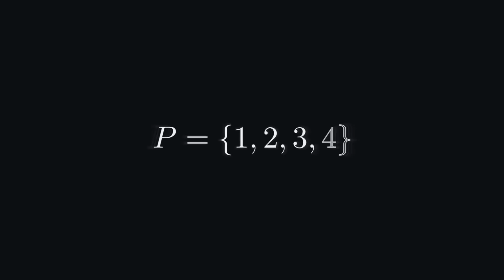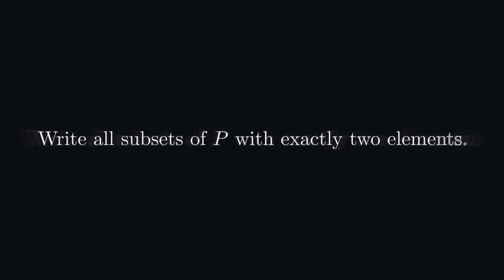Let's explore a past question from the SSSCE in 2001. We have the set P, which contains the numbers 1, 2, 3, and 4. Your task is to write all subsets of P that have exactly 2 elements.